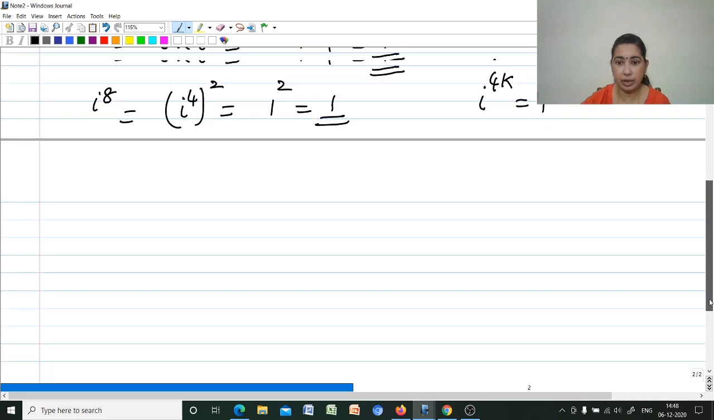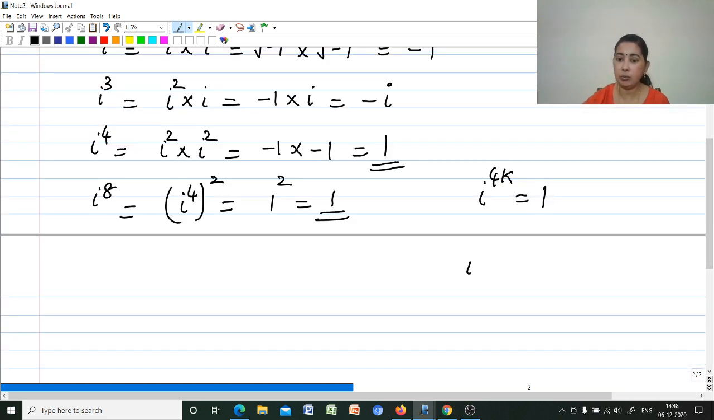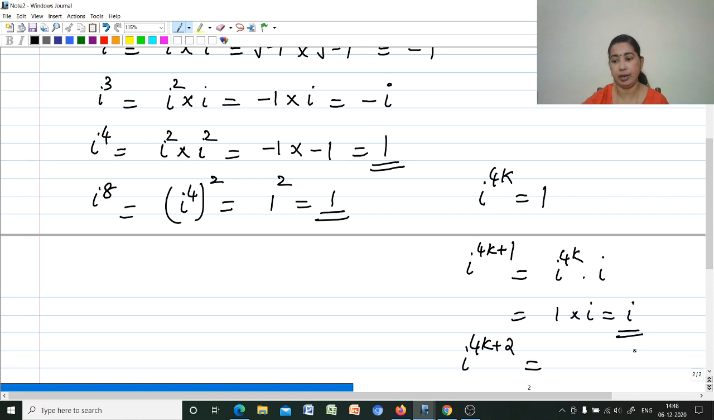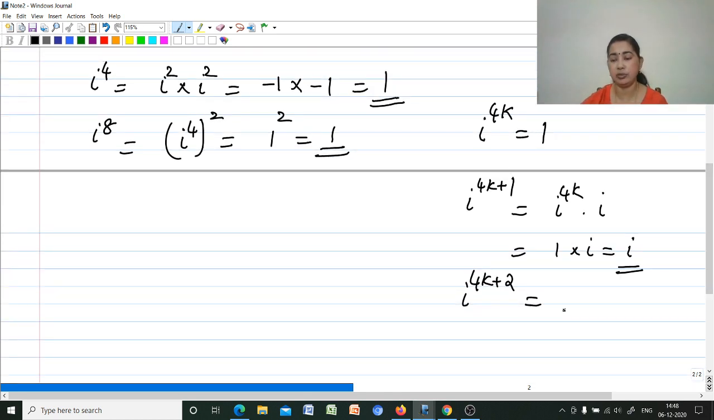So, i raised to 4k we got as 1. How much will be i raised to 4k plus 1? i raised to 4k plus 1 means i raised to 4k into i. And i raised to 4k is 1, so 1 into i is equal to i. So, i raised to 4k plus 1 is equal to i. Then, what will be i raised to 4k plus 2? i raised to 4k plus 2 means i raised to 4k into i square. So, i raised to 4k is 1 and i square is minus 1.